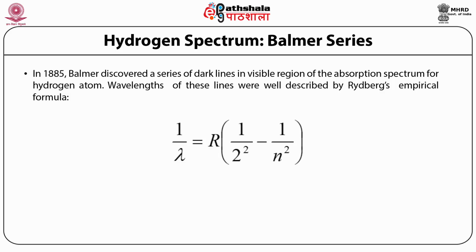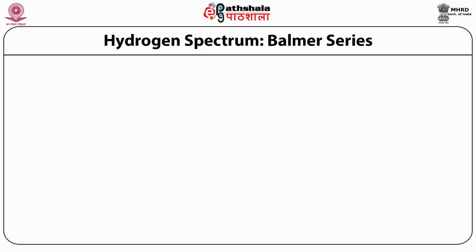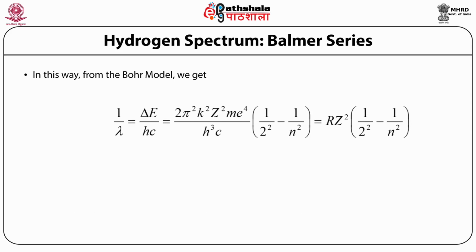This is purely an empirical formula which you can see on the screen, and R is called the Rydberg constant, which you can also see on the screen. So the missing wavelengths were obtained by putting n equal to 3, 4, 5, 6, and so on, and this is the Balmer series. On the screen you can see the Rydberg formula once again, but this time the Rydberg constant is given in terms of the atomic constants like the mass of the electron, charge of the electron, and Planck's constant, and so on.